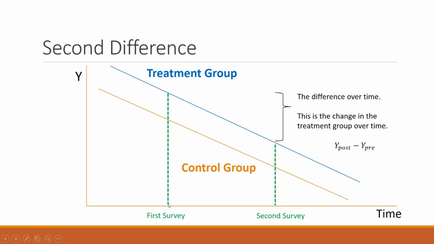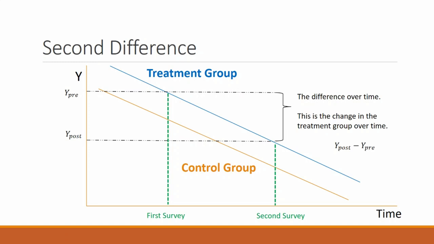If we have before and after data, that means we have two surveys, a first survey and a second survey. The first survey measures the variables for the treatment group and the control group at this time period, this green dashed line, and the second survey measures them for the treatment and control group at this later time period. So now we have two different observations for the treatment and control group at different times, time one and time two. Then the difference over time can be measured by comparing the value from the first survey to the second survey. Here we can see the difference over time.